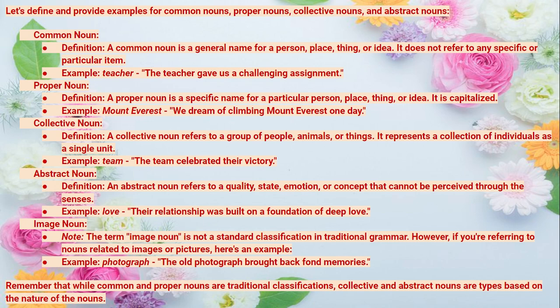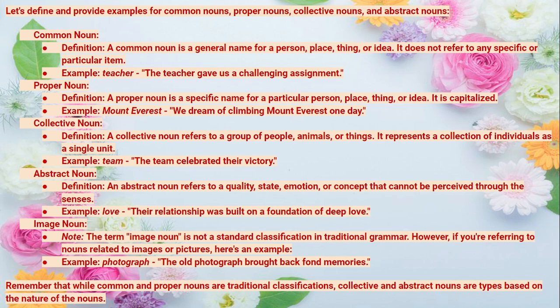A collective noun is a group of people, animals, or things. It represents a collection of individuals as a single unit, and here is an example. Team. The team celebrated their victory. Team is the collective noun. Abstract nouns refer to a quality, state, emotion, or concept that cannot be perceived through the senses. An example is love. Their relationship was built on a foundation of deep love.